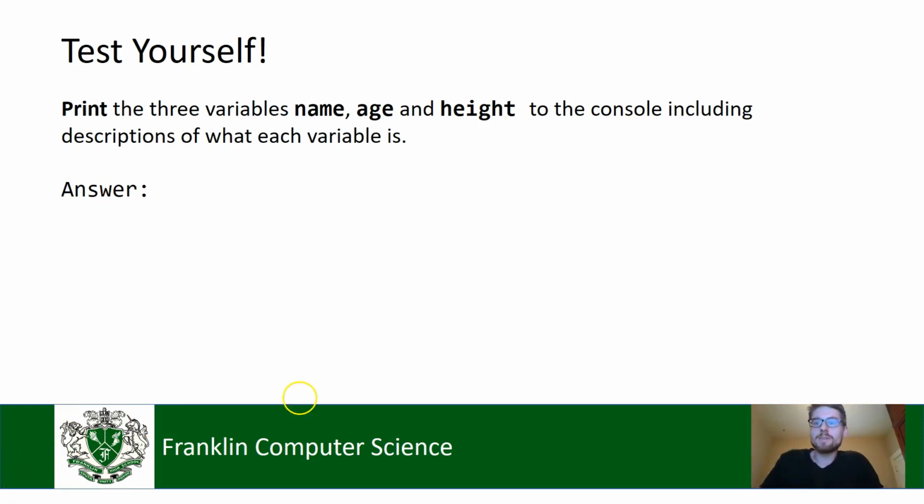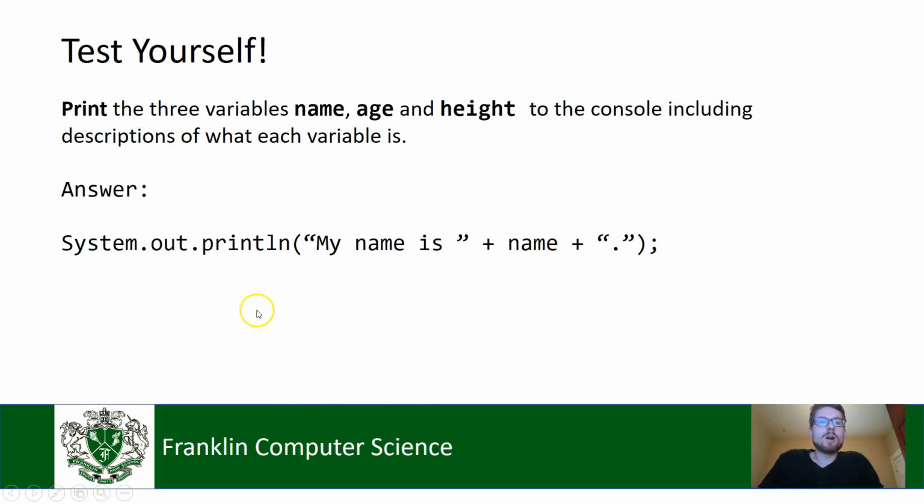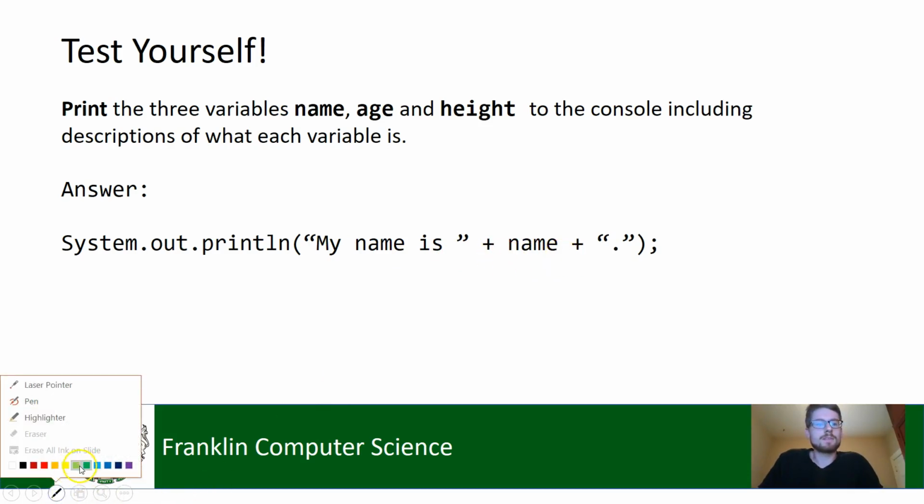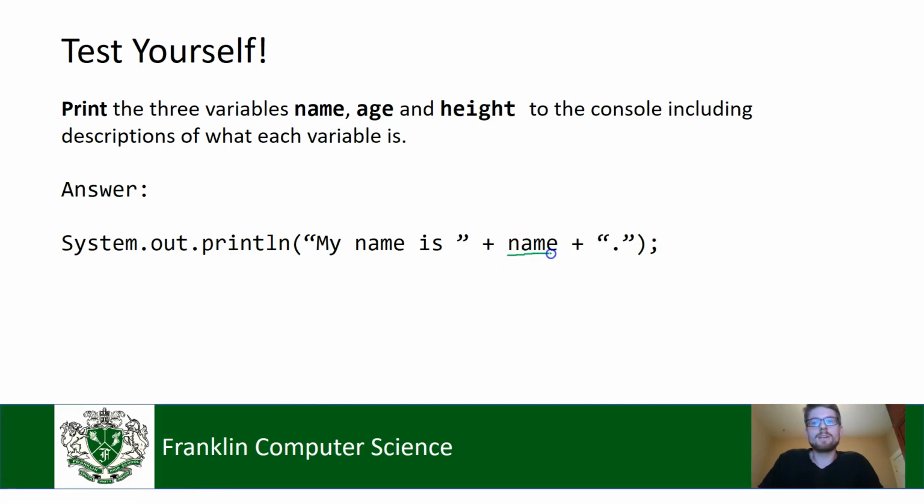Okay, so here's the answer. So the first part, we want to print out whatever the value of name is. So it's going to look something like "my name is", with a plus, with the variable name. So we have a name, this is our variable right here. And then we have another plus afterwards, because we need that little period to show up after the value of the name. So this is going to glue the period on afterwards, okay? So this is a little tricky. I didn't actually show you this, but you might have figured it out.